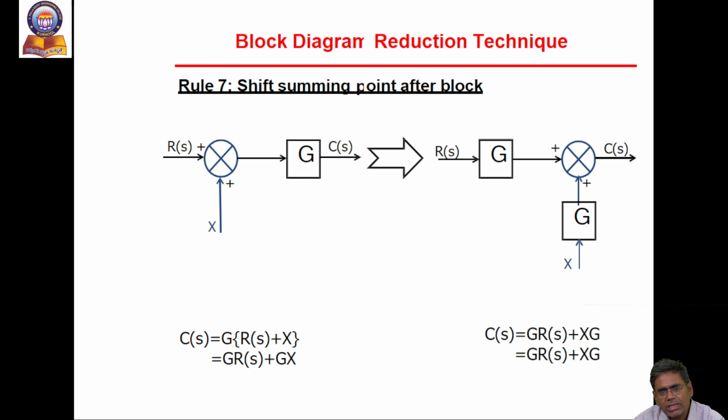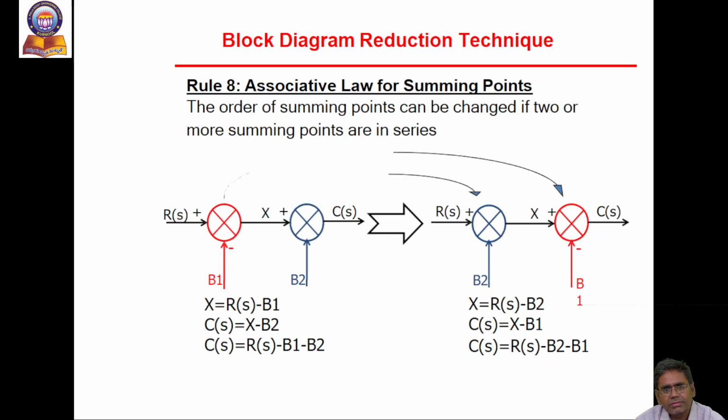Next, shifting the summing point after the block. If the summing point is shifted after the block, one more G is added in the feedback. This is another rule. One more rule is the associative law of summing points. Summing points can be interchanged if two or more summing points are connected in series. If required, two summing points can be shifted whenever necessary for simplification of the block diagram.